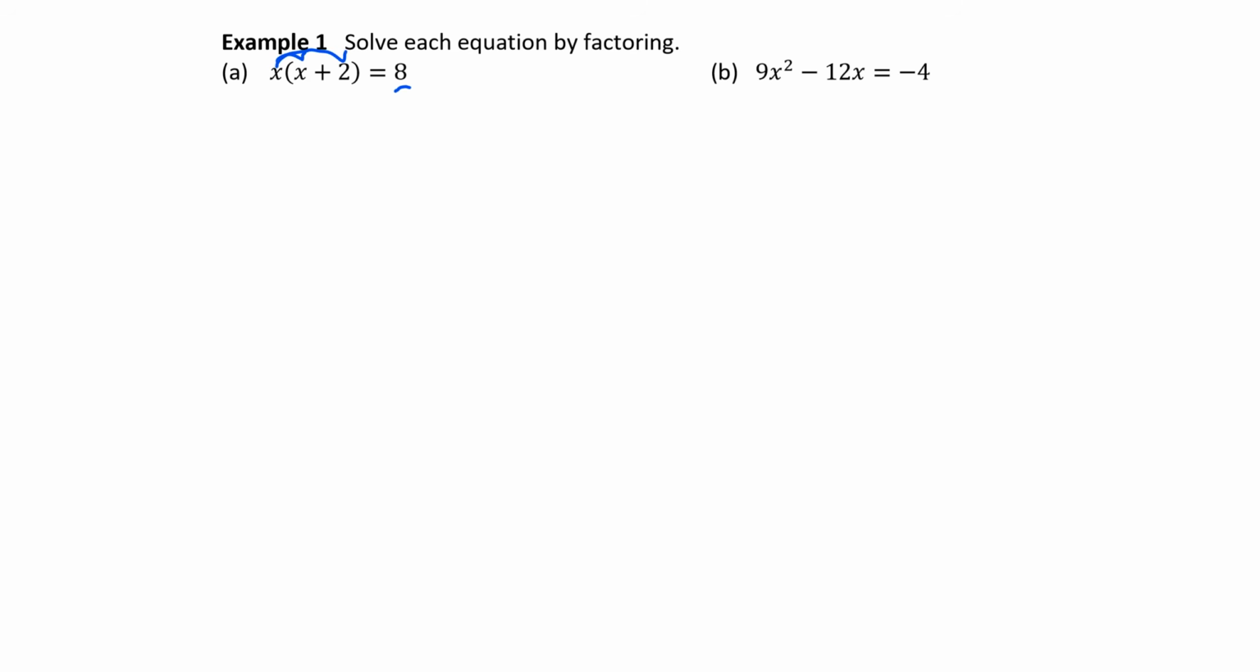So distributing our x, we end up with x squared plus 2x equals 8. Now it's very clearly quadratic because I can see that x squared term. Let's subtract 8 from both sides. So we end up with the equation x squared plus 2x minus 8 equals 0. Now this is a quadratic trinomial and we've been practicing factoring these. So I'm going to get set up to factor this into 2 binomials. The first term in each set of binomials is going to be x.